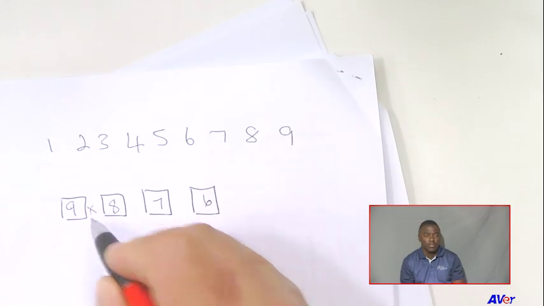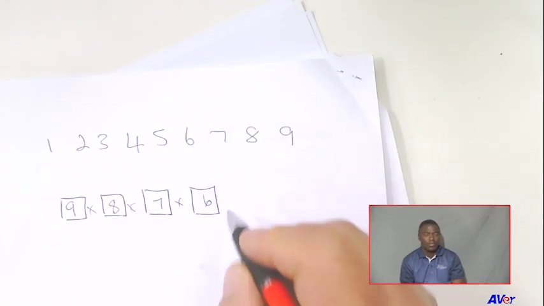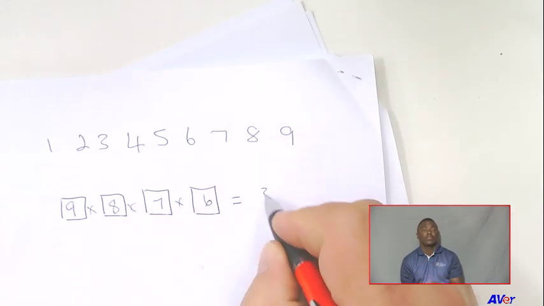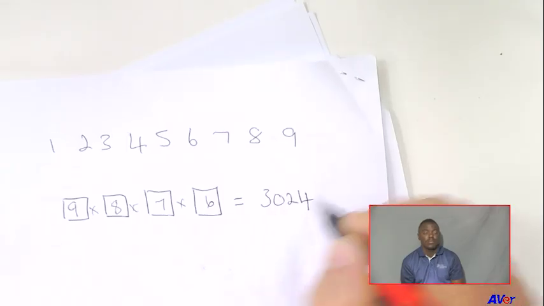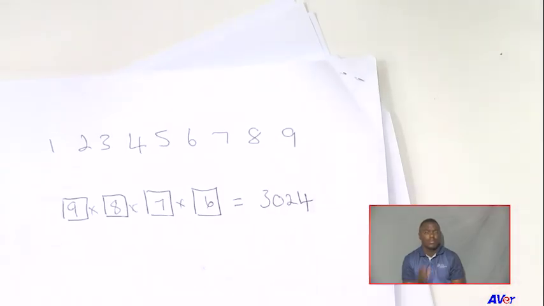So if I multiply that out, the answer is 3024. That is the number of codes I can generate. Is that clear? Right.